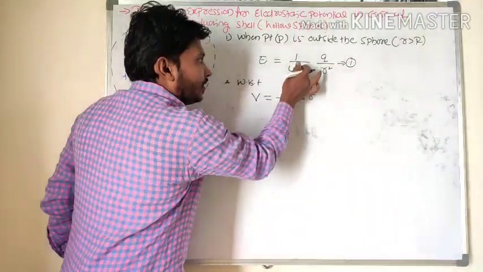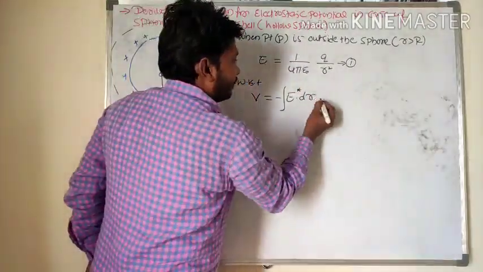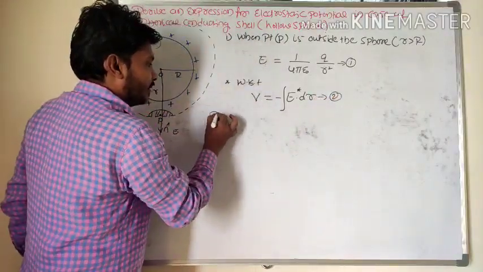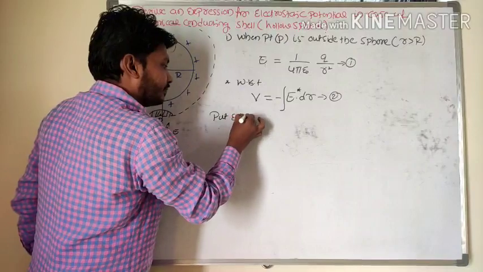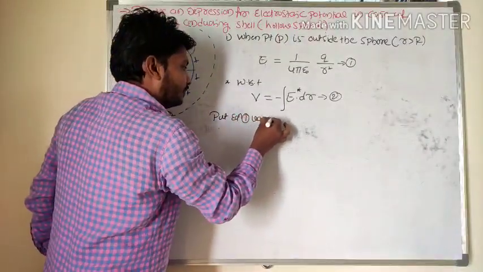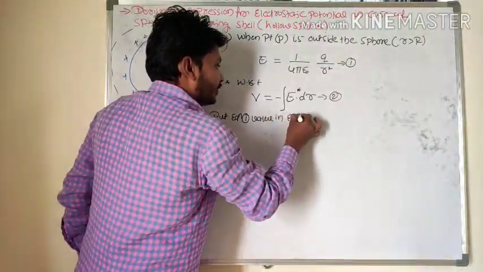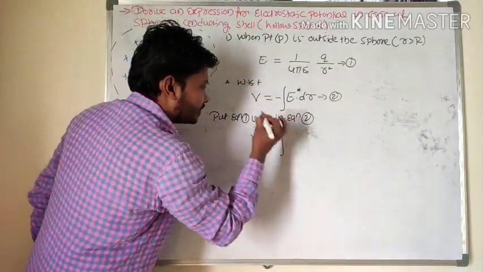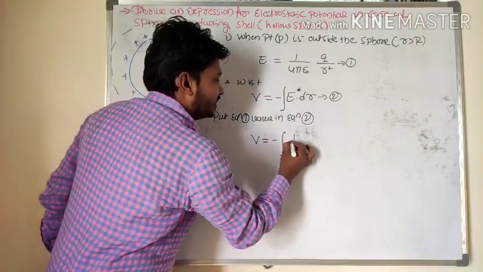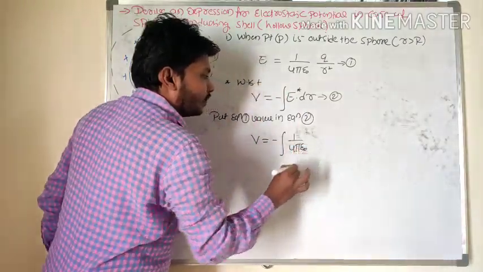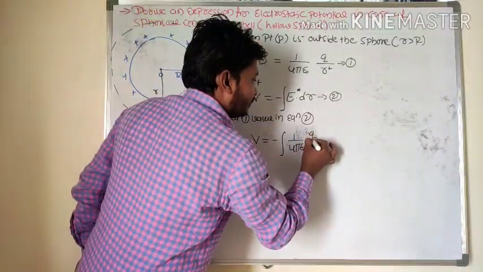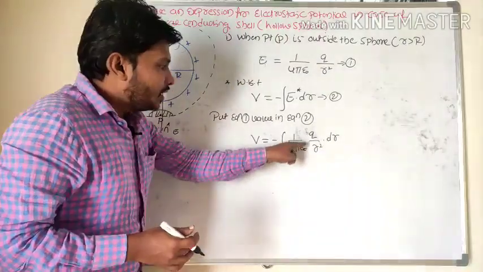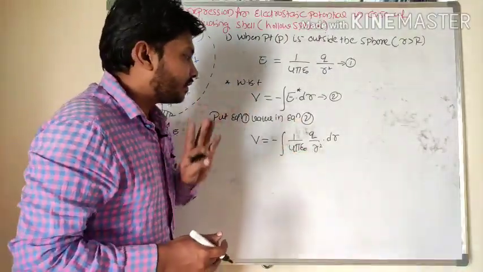Already I know the value of the electric field here. So I will fill the equation 1 value in equation 2. Wherever E is there, I will fill in 1 by 4 pi epsilon naught q by r square into dr. Now I will apply the integration for that particular term.